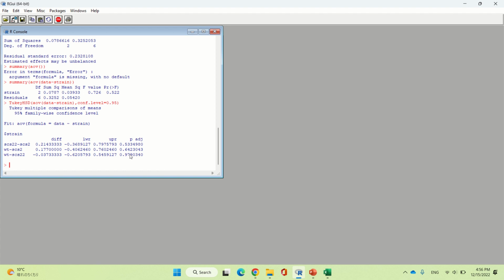Our confidence level was 95%, so the significance level is 0.05. This is 0.03. No, this is just the p value. P value, 97% probability. So it is 97% correlated with our null hypothesis. 64% and 53%. So there is no significance, and it is consistent with this result.